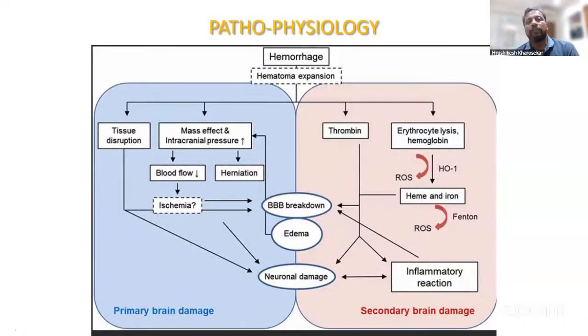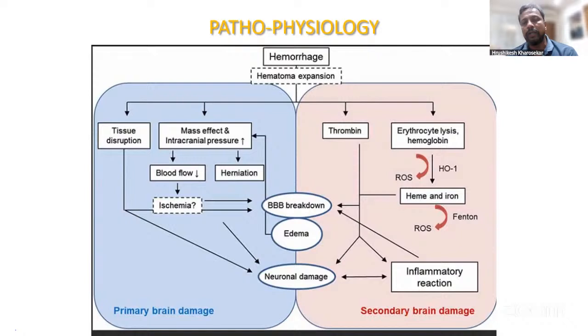So this is a chart which has been given. So how it affects: hematoma expansion leads to tissue disruption, mass effect, raised ICP, which further decreases the blood flow, leading to herniation, leading to ischemia, which leads to blood-brain barrier breakdown, edema, and neuronal damage. So this is the primary brain damage.